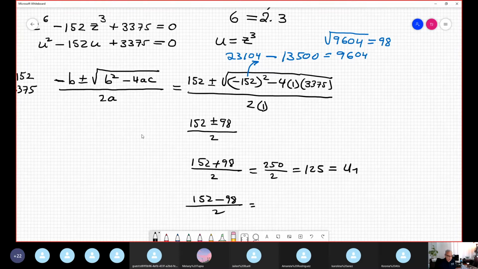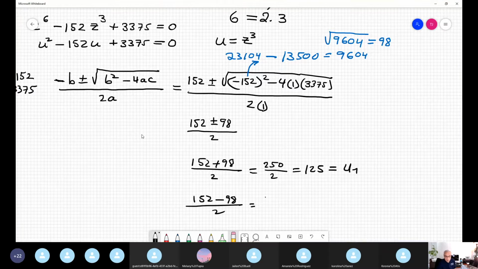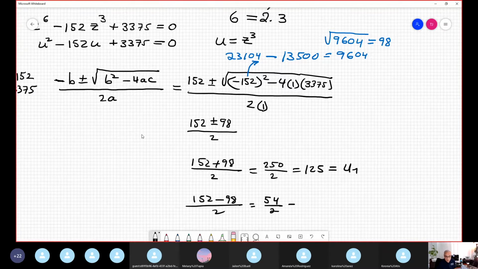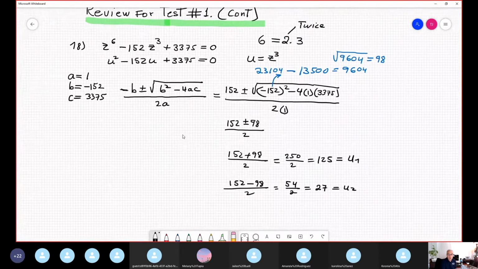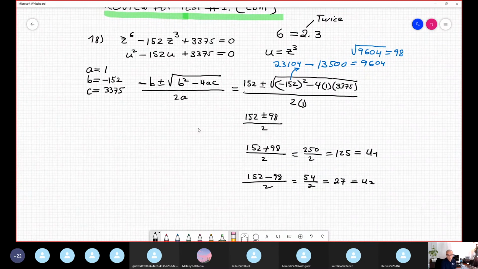It doesn't matter. The second one is 152 minus 98 is 54. And 54 divided by 2 is 27. And this is the second value of the U I get. Okay. So far, everyone follow me? You know very well that this is not the answer, of course. It's a partial answer. So you split the paper into parts. For U equal 125, and for U equal 27. We split the page in two pieces.